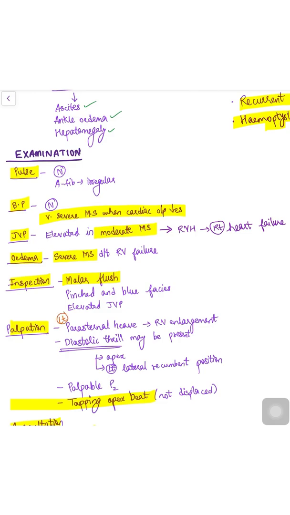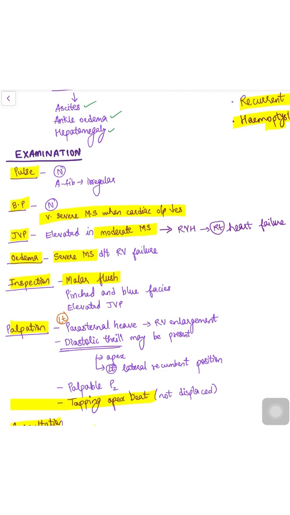You can have a diastolic thrill. Diastolic thrill will be felt only when the murmur of MS is of more than grade 3. More than grade 3 murmur, you will have a diastolic thrill. And where will you feel this thrill? You will feel this thrill at the apex and best felt in the left lateral recumbent position.